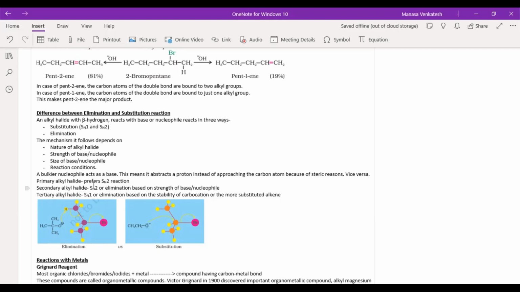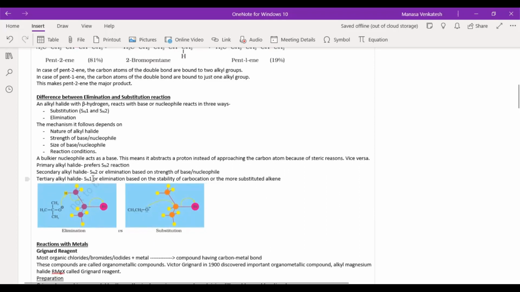Primary alkyl halides usually prefer an SN2 mechanism, as I told you, because of the steric factors. Secondary can be SN2 or elimination based on the strength of the base or nucleophile. If it's bulkier, it will follow elimination. If it's not bulky, it will follow SN2. Next is tertiary. It can go for SN1 or elimination, based on the stability of the more substituted alkene. With that, we're done with the comparison between elimination and substitution reactions.